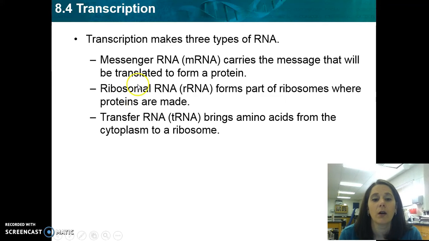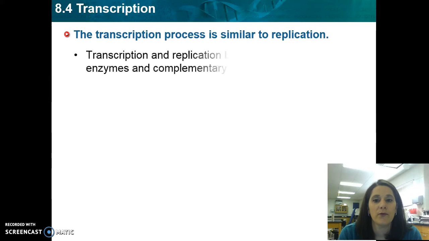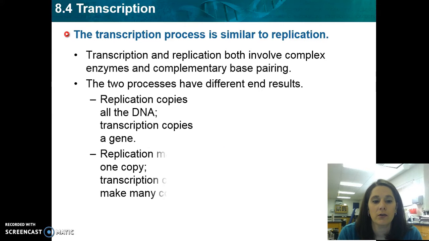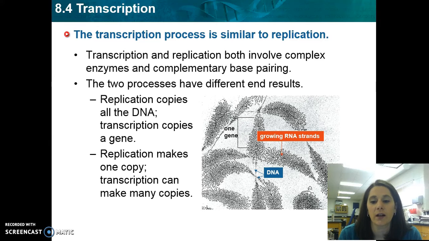Ribosomal RNA is found within the ribosomes, and transfer RNA, the tRNA, is going to be found in the cytoplasm and brings amino acids, which are the components that make up a protein, the monomers to the polymers, if you remember chapter 2. They bring the amino acids to the ribosome so we can make our proteins. That is 8.4.